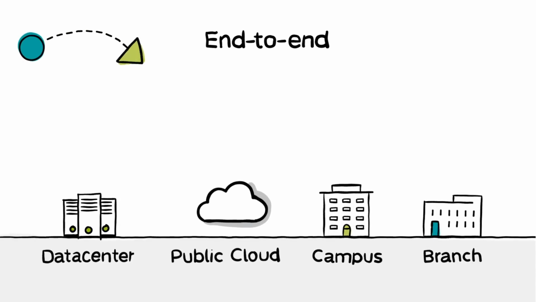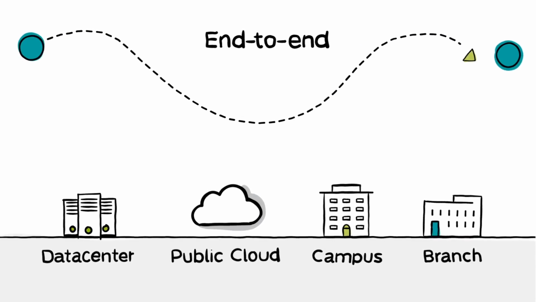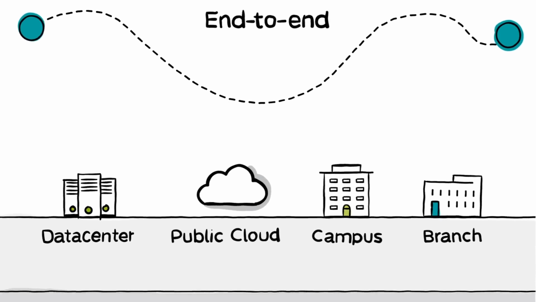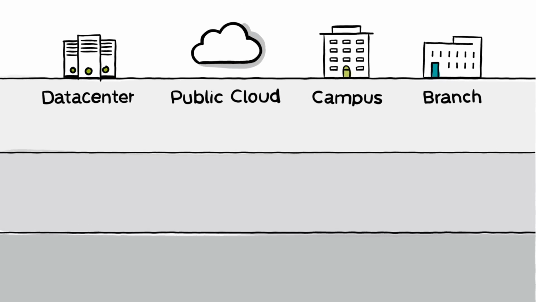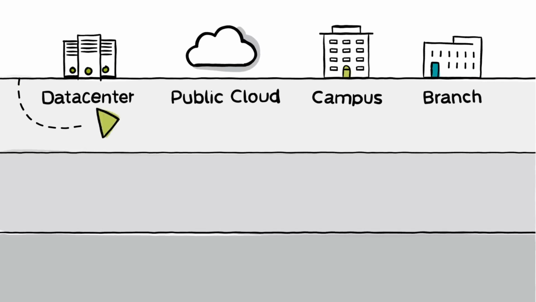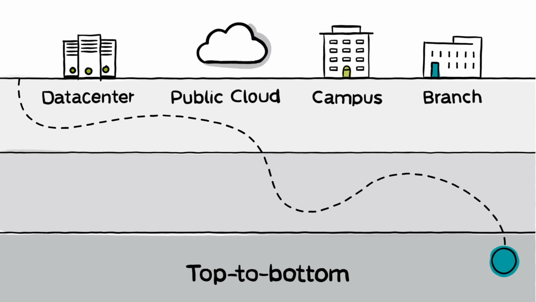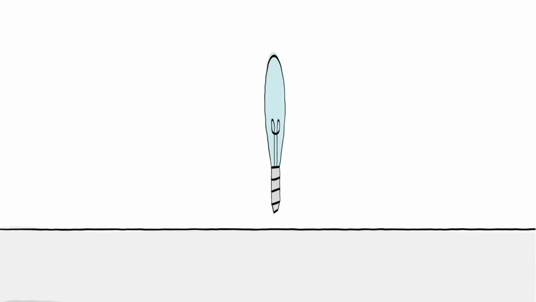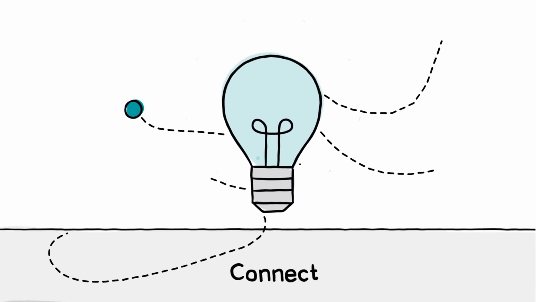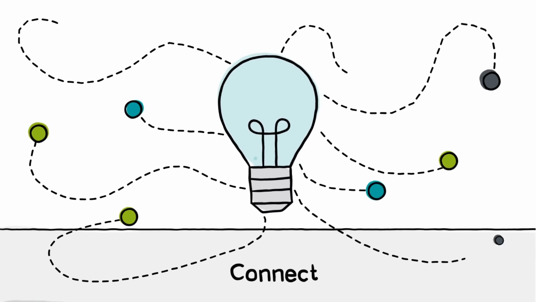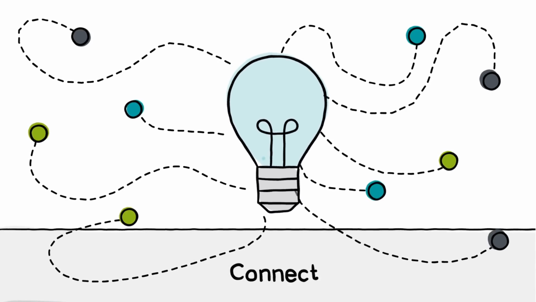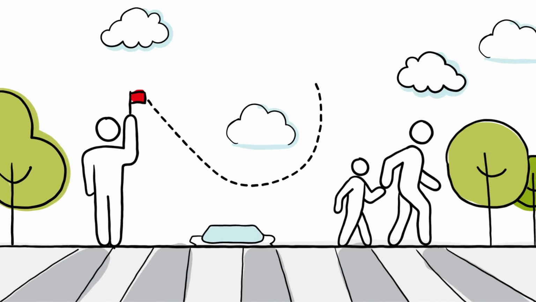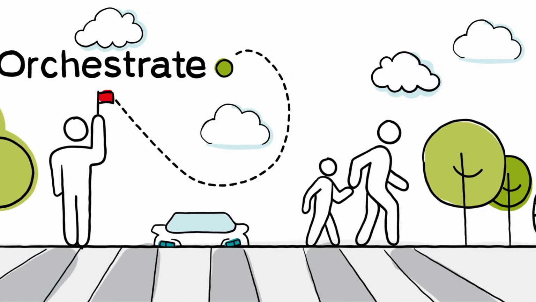Multi-cloud isn't just about the data center. It's not just about the public cloud. You need to control the on-ramps to the cloud, which means that the campus and branch need to be in play as well. And it's not just end-to-end, it has to be top-to-bottom. Certainly you have to address connectivity. You have to be able to move packets across data center, campus, branch, and any number of public cloud instances. But once those resources are in place, you have to be able to orchestrate and manage them.